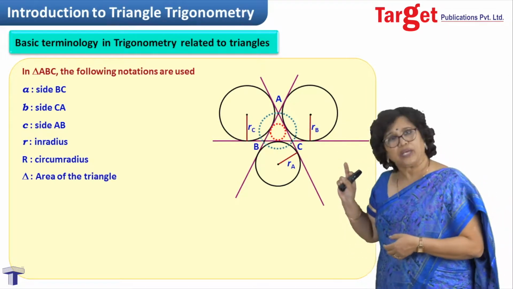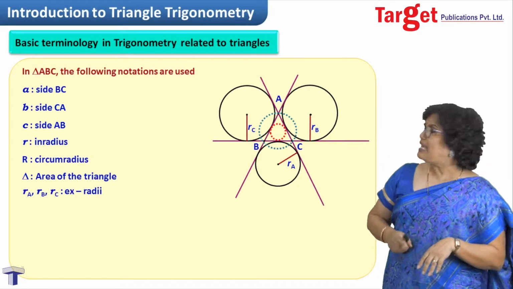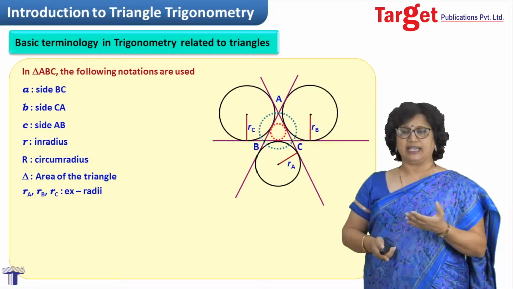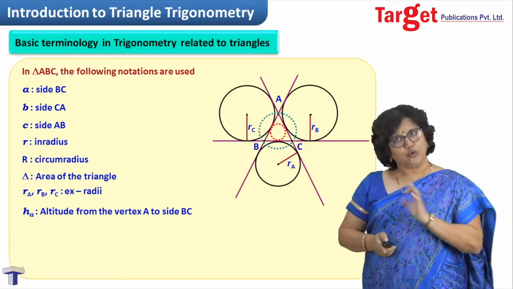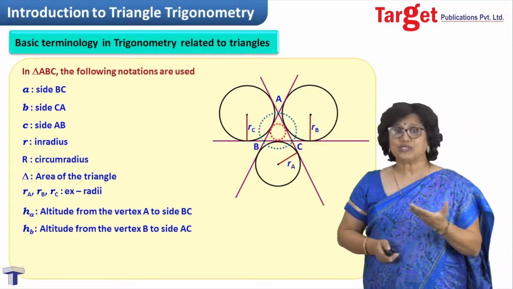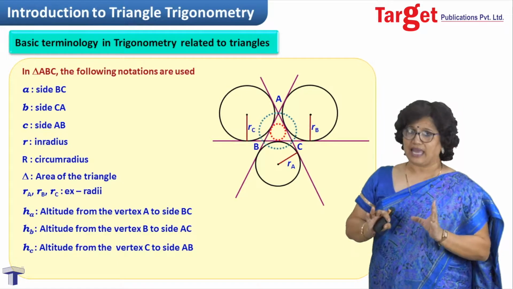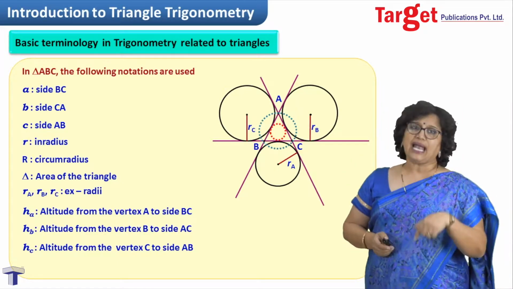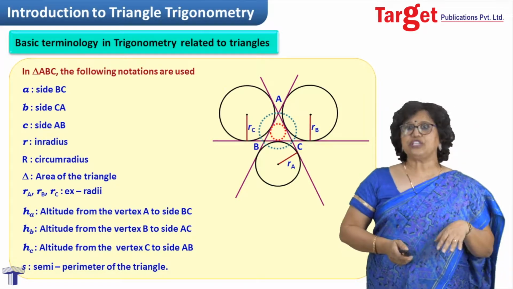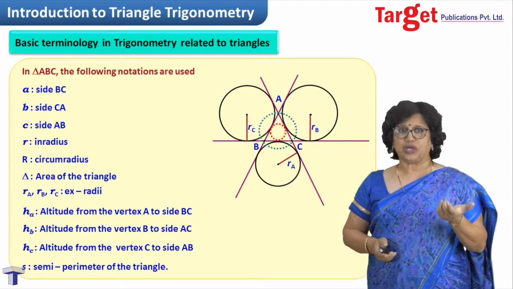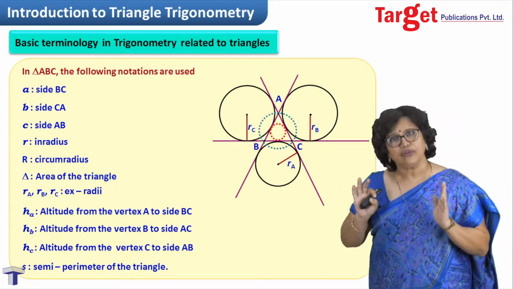Then we have the notation for area of triangle also, which is not new to you. Then, as I have already mentioned, RA, RB, RC as exradii. Then we have the notation HA also. HA is used for the altitude drawn from vertex A to BC. HB would be the altitude drawn from vertex B to side AC. And HC would be the altitude drawn from vertex C to side AB. Again, I have not shown these in the picture. You can draw them yourself and remember these names. And the last one, small s, is the semi-perimeter of the triangle. This is surely not a new notation to you. Maybe in your 7th or 8th standard you have already used it. So these are the notations we will be using throughout our sessions of triangle trigonometry.